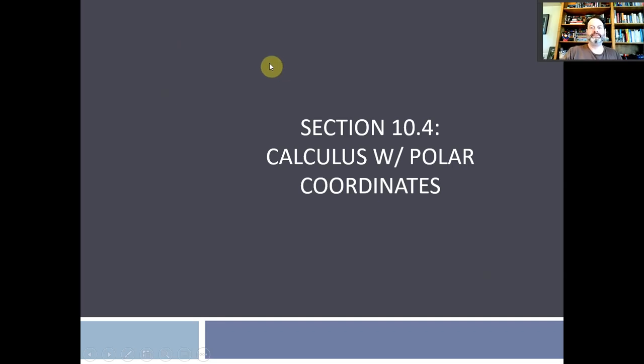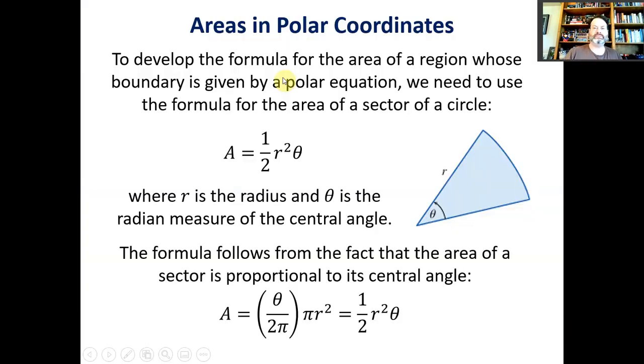Hi everybody. Today we're going to finish up what we're working on in Chapter 10, and we're going to look at calculus with polar coordinates. So before we get into the calculus, we need to talk about how we define areas in polar coordinates. What we're going to do is look at the area of a sector of a circle with central angle theta and radius r. So the formula we need is 1/2 r squared theta.